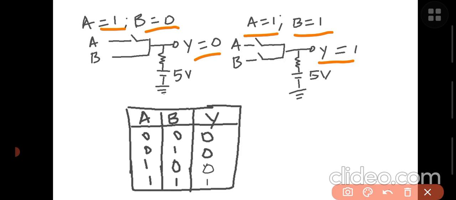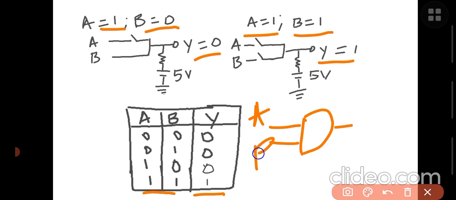A, B and Y. Only when both inputs are high, the output is high. That means the truth table is for the AND gate. This is the AND gate, A and B. This is the output. When both inputs are 1, 1, we get the output equal to 1. For all other conditions, we get 0.